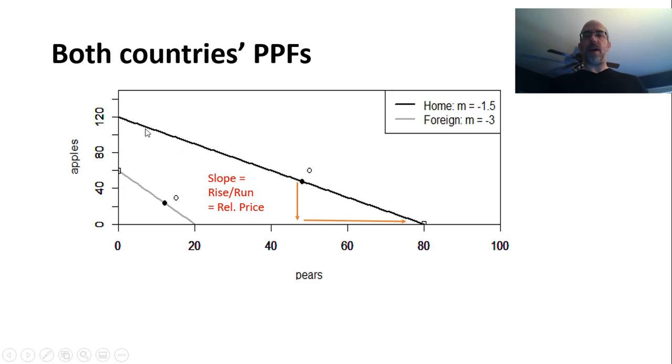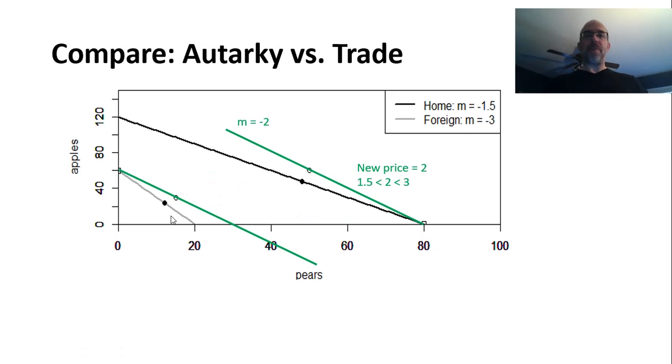So remember, this is the price for one country. This is the price for the other country. And we're going to find a price in between that works for both. Somewhere between 1.5 and 3 in absolute value is going to work. Okay, so here's the price of 2. These are parallel lines now. This is going to be better for both countries. This is a slope of 2, and it's going to be in between.